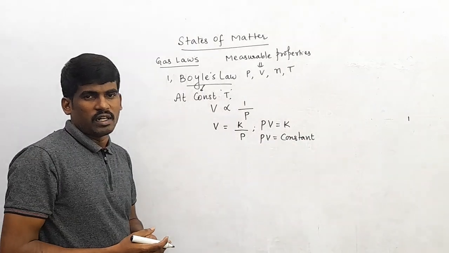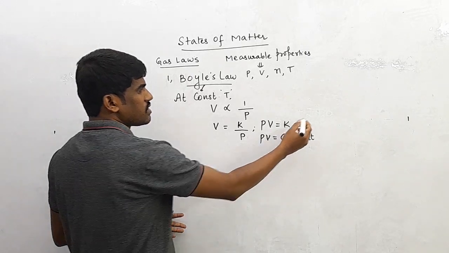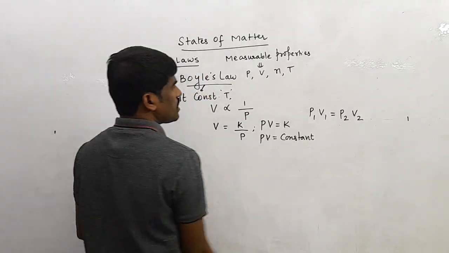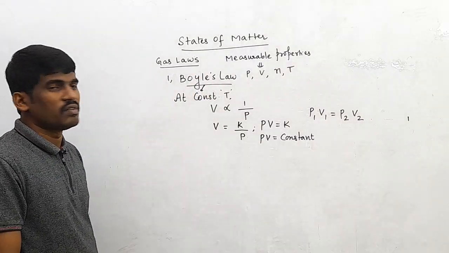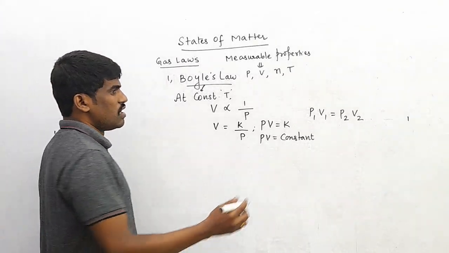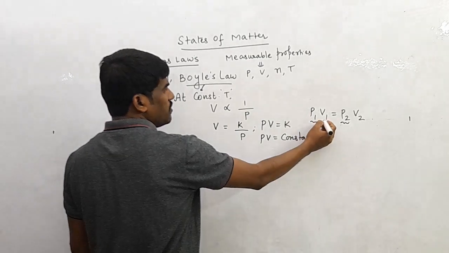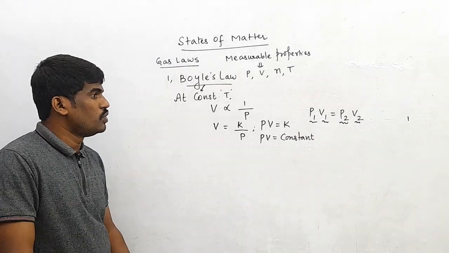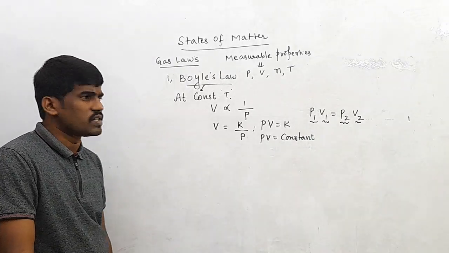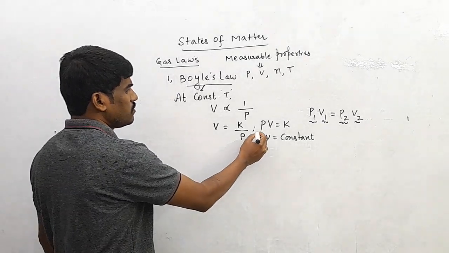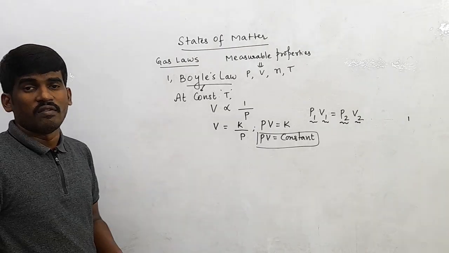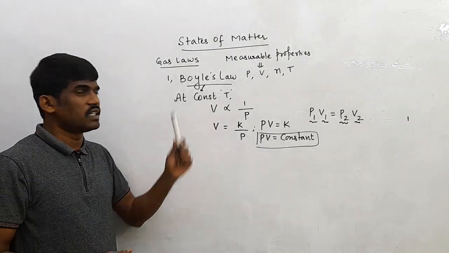If different conditions are maintained, in the sense, I can take two pressures and two volumes. In such cases, it can be given as P1 V1 is equal to P2 V2, where P1 is the initial pressure, P2 is the final pressure, and V1 is the initial volume, V2 is the final volume. Such two different conditions are established, and this equation is nothing but Boyle's law, that is PV is equal to constant, but this equation is valid only at constant temperature.